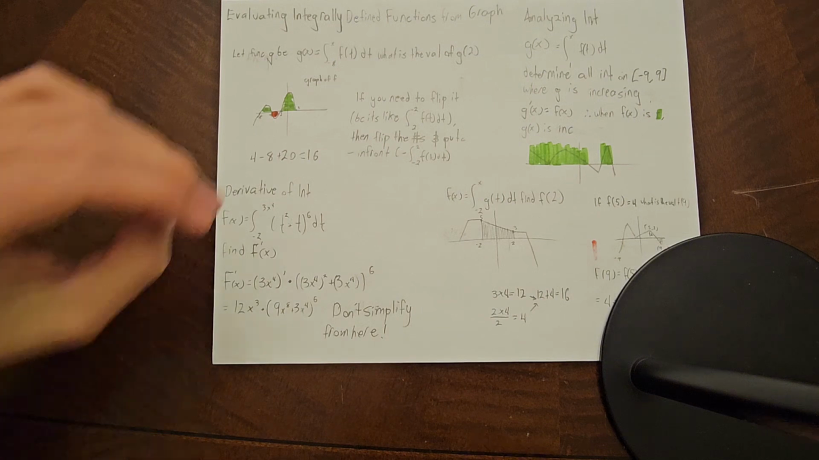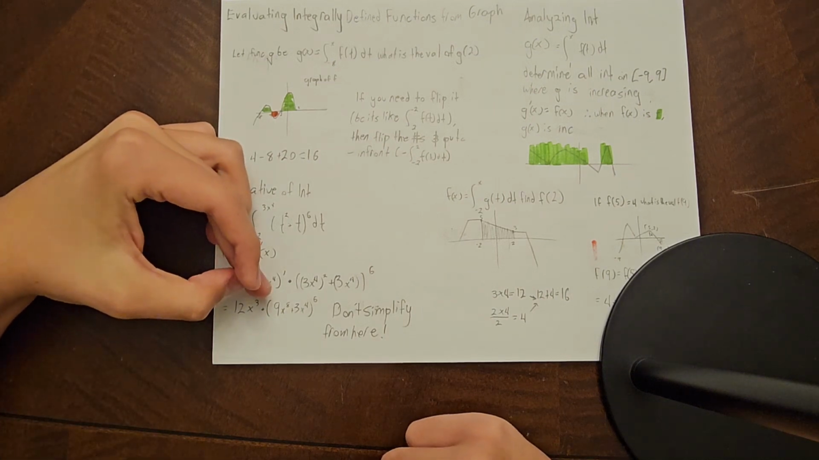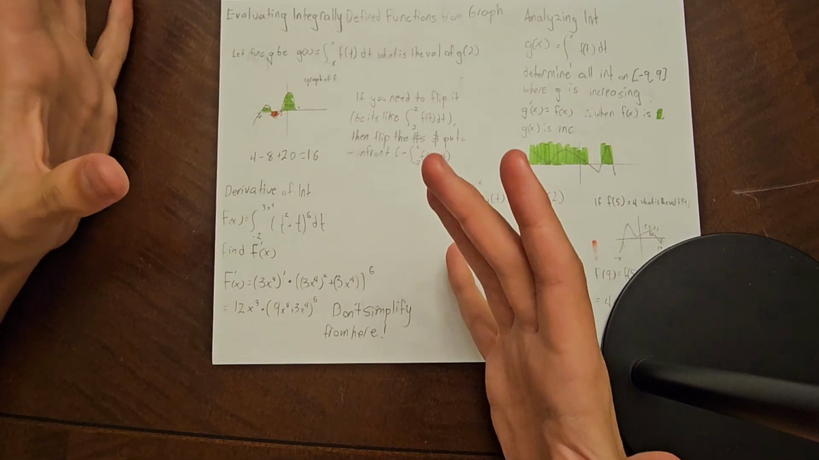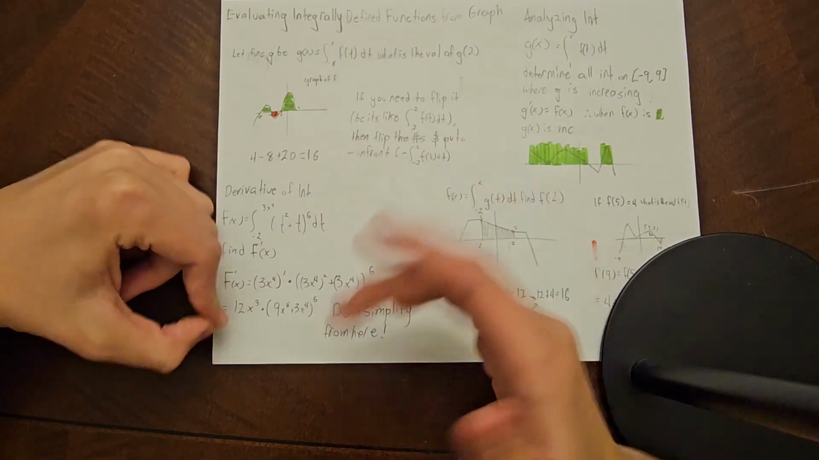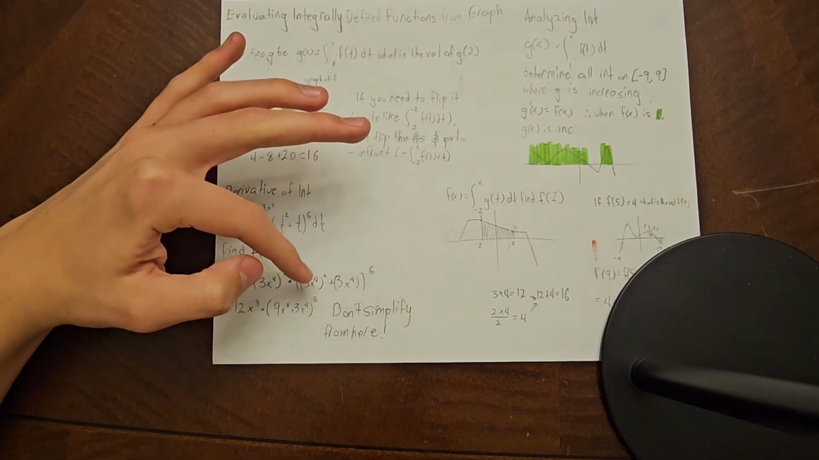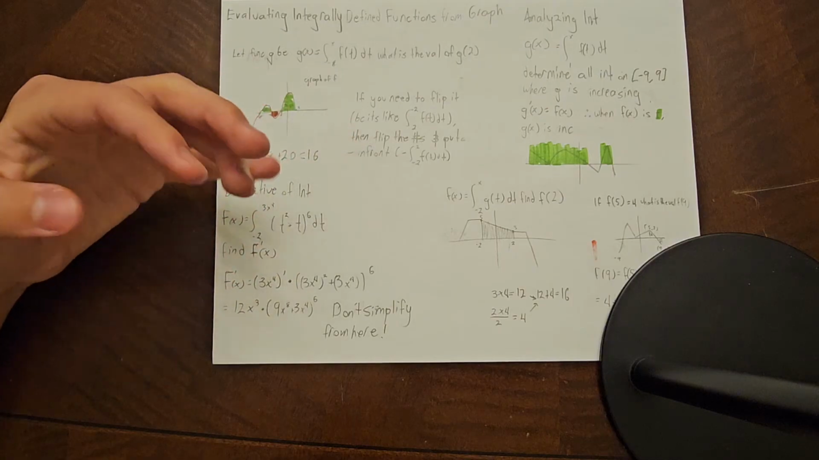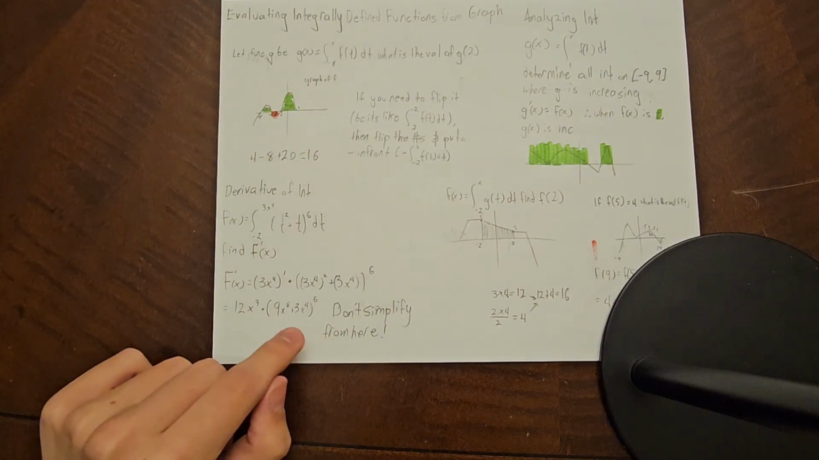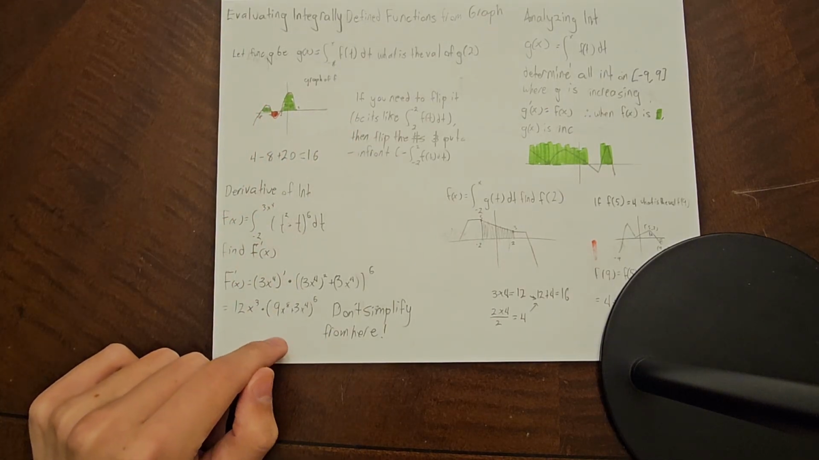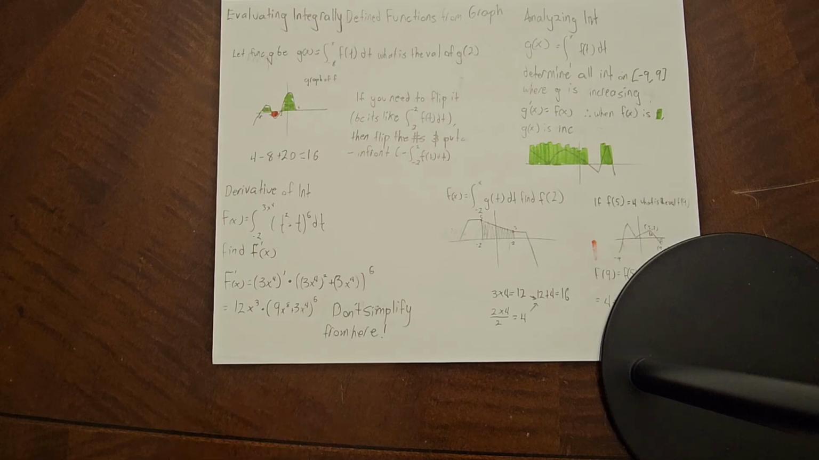So for this one, that would be the derivative of 3x to the power of 4, which would be 12x to the power of 3, times (3x to the power of 4) squared plus (3x to the power of 4) to the power of 6, which is 9x to the power of 8 plus (3x to the power of 4) to the power of 6.